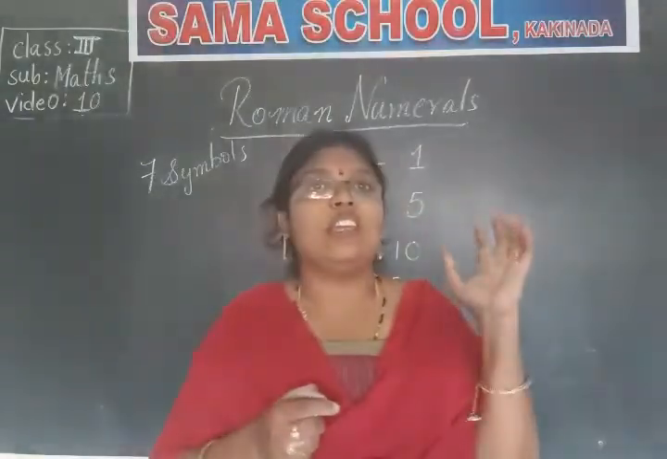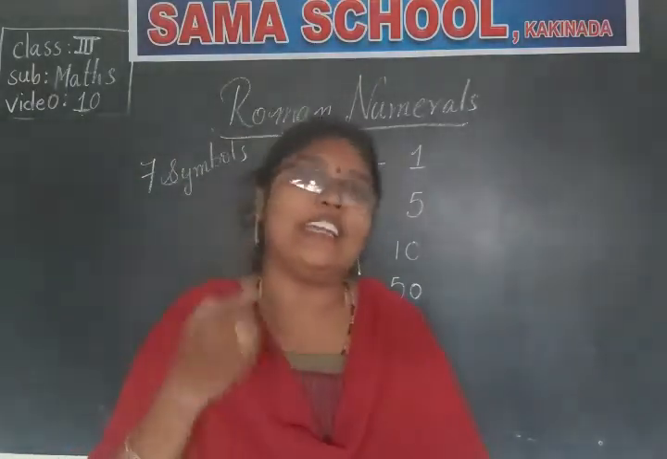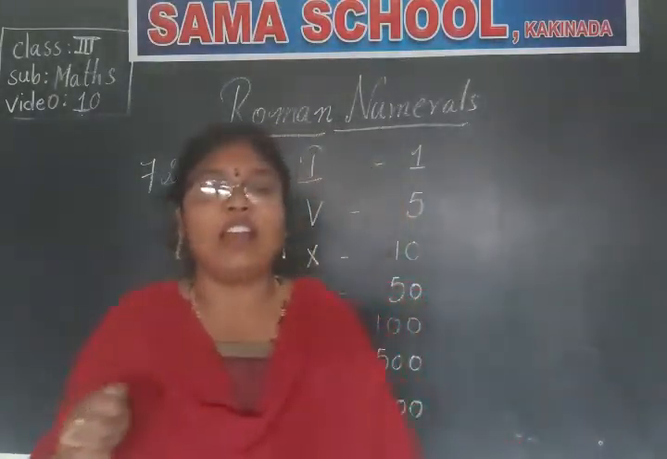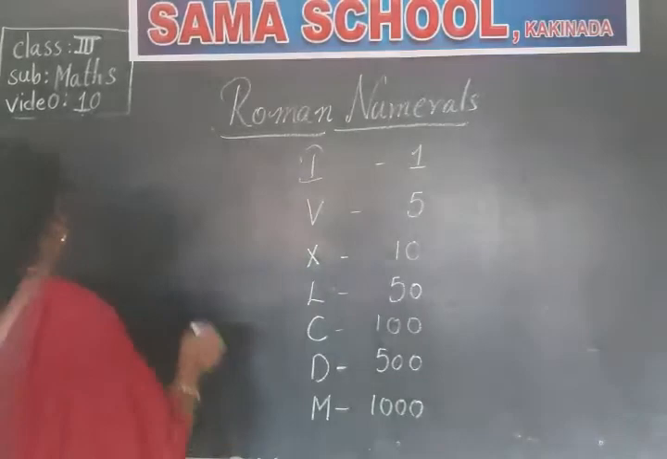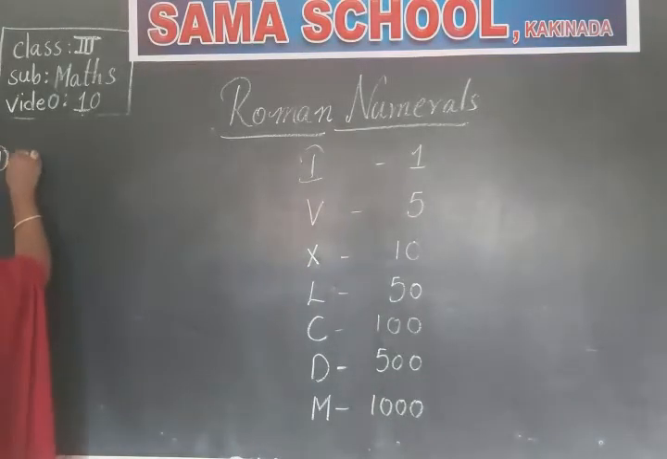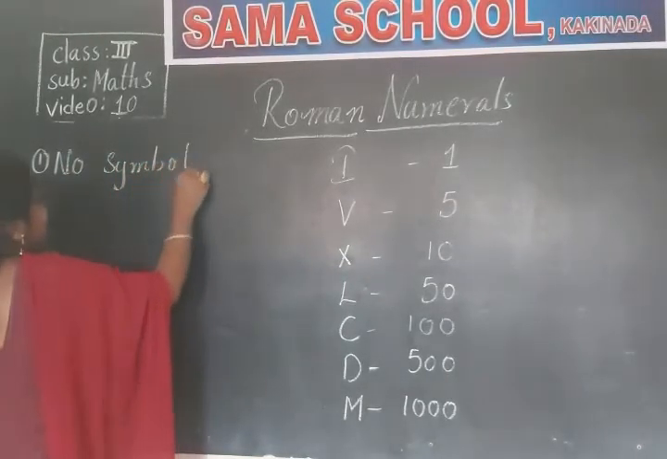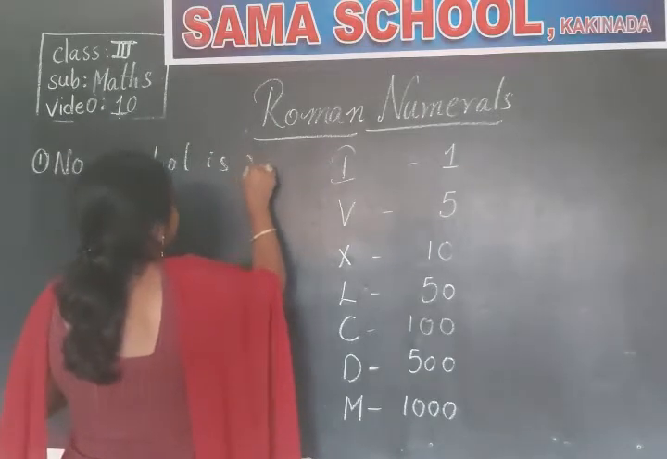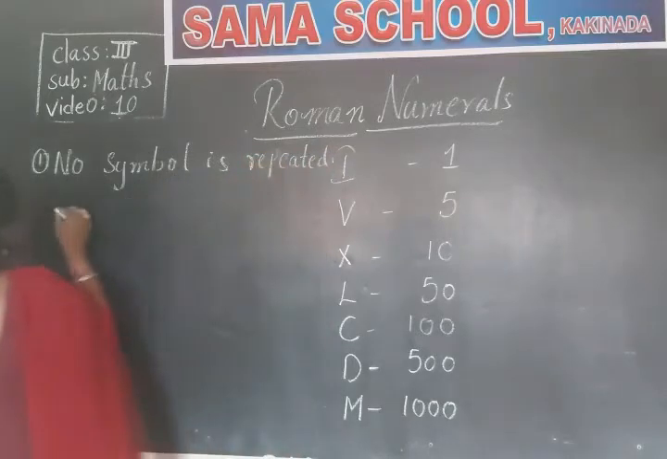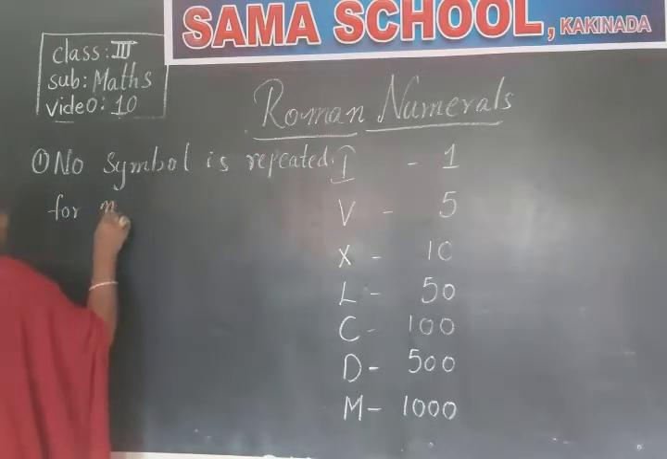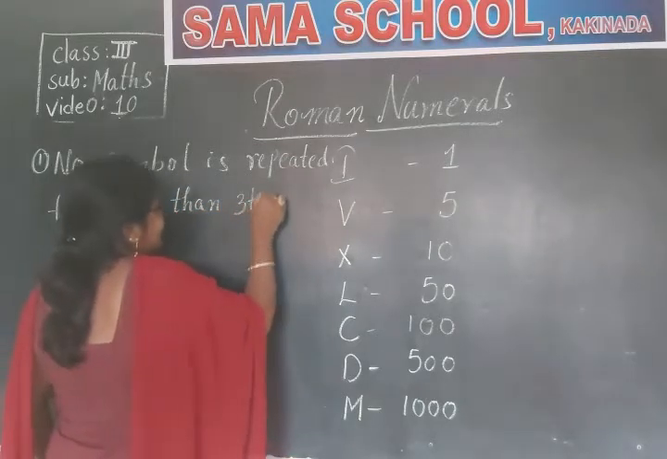The first rule is no symbol is repeated more than 3 times. What is the first rule, children? No symbol is repeated more than 3 times.